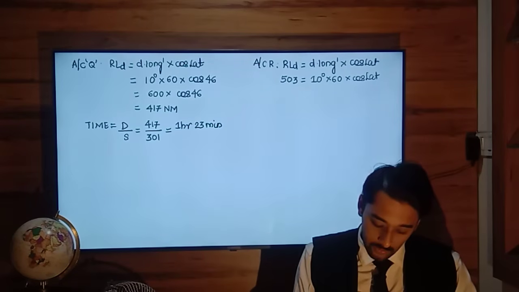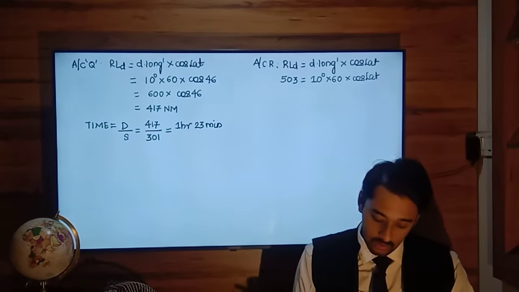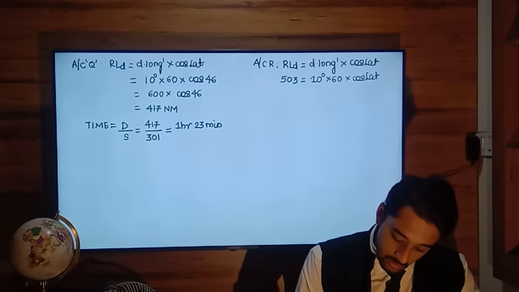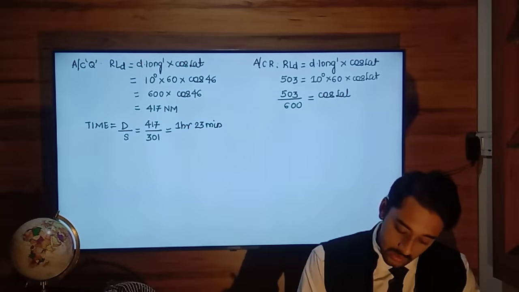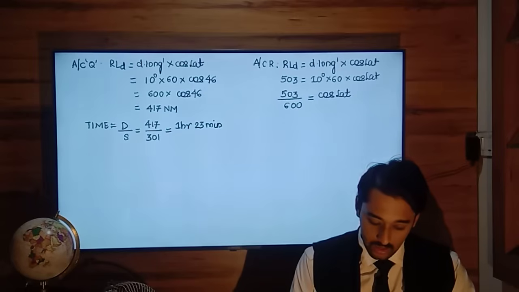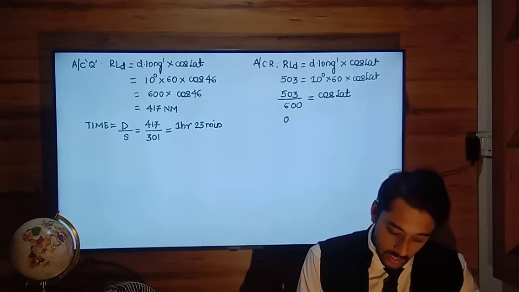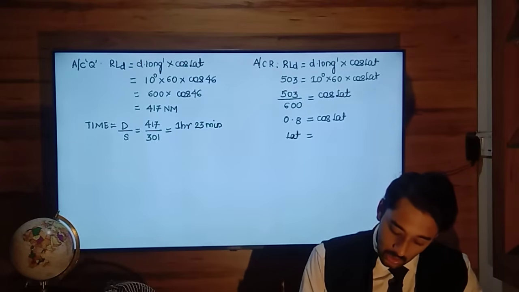Into cos of 503 into 10 into 60 into cos of latitude. So 503 divided by 600 is equal to cos of latitude. So 503 divided by 600 equals 0.8, which equals cos latitude. So latitude is cos inverse 0.8.